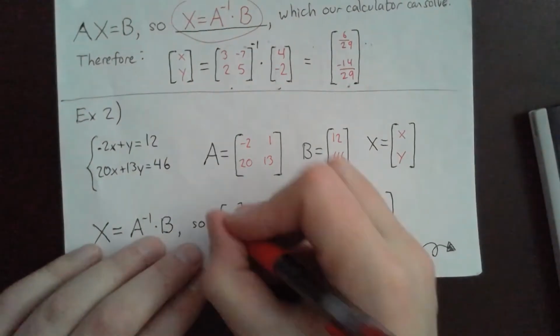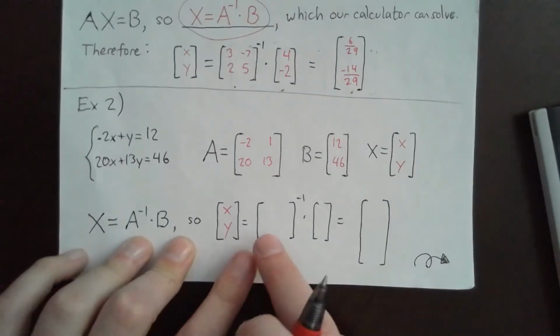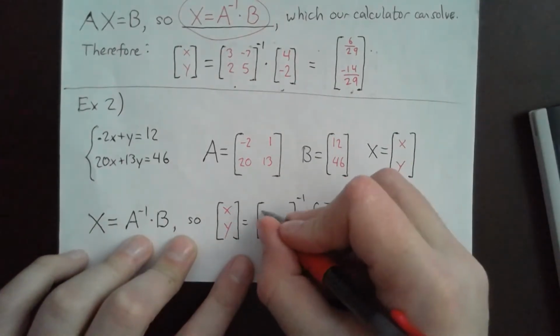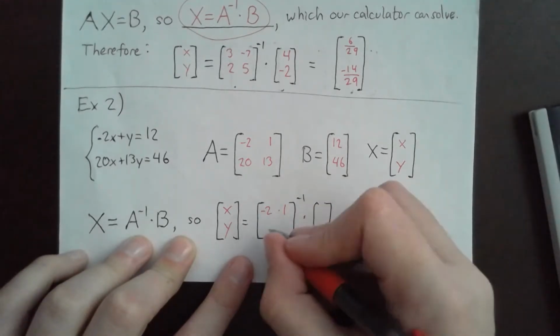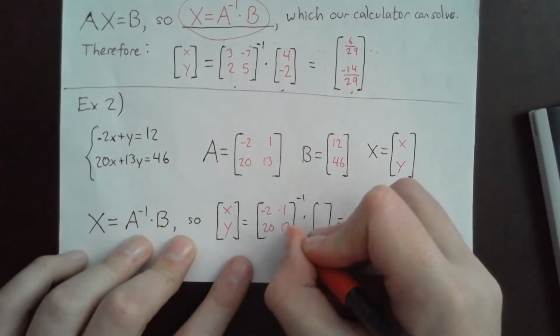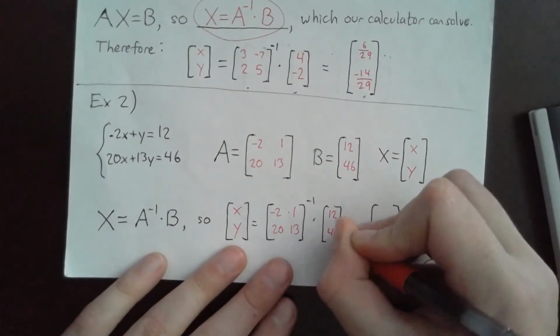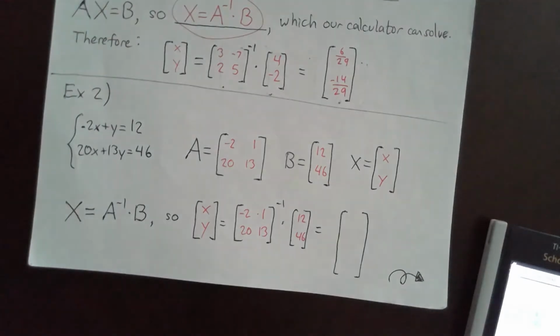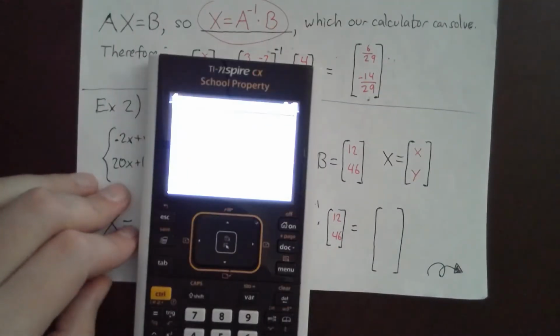If that's true, then our x matrix, which is xy, equals our inverse of A, so negative 2, 1, 20, and 13, inverse, times our B matrix, 12, 46. All right, we can type this back into our calculator.